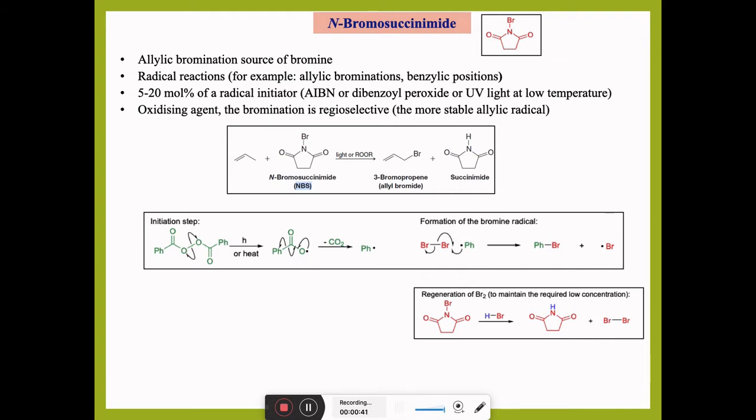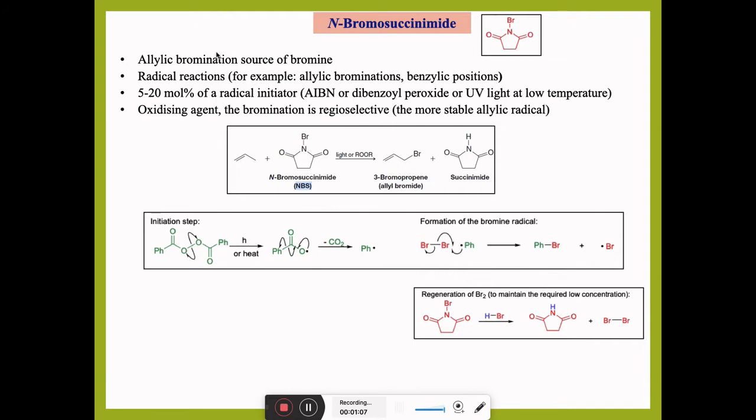As we know that it is an oxidizing agent, the bromination is regioselective. Regioselective means if there are two allylic positions on a substrate, then the bromination will be carried out at the more substituted side. That is, the more substituted side will give a more stable radical.